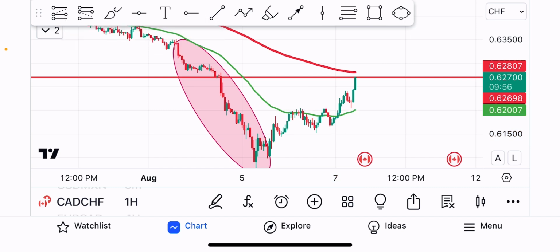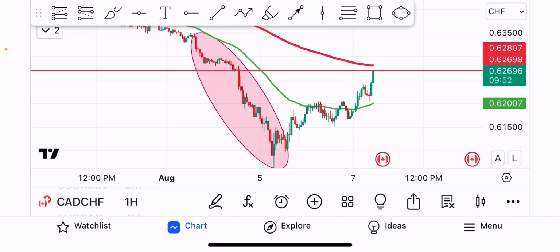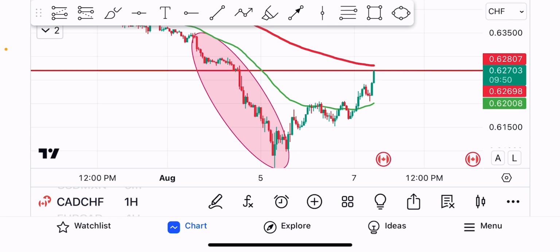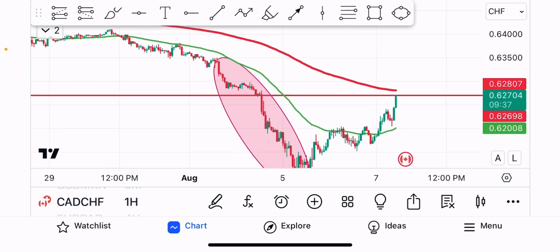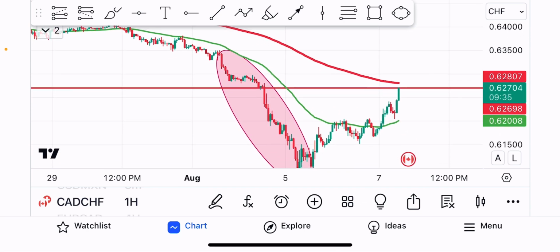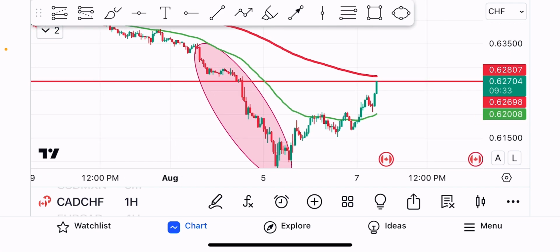That is a sign that sellers are not much in the market right now. Buyers have taken over. One thing we know is that once buyers start to take charge of the market, we are not to make any sell decision until we see that sellers are back. We cannot sell even though we know that the trend has been to the downside in recent times, until we see that sellers are back in this market. So for now, we don't have any active sell in the market.